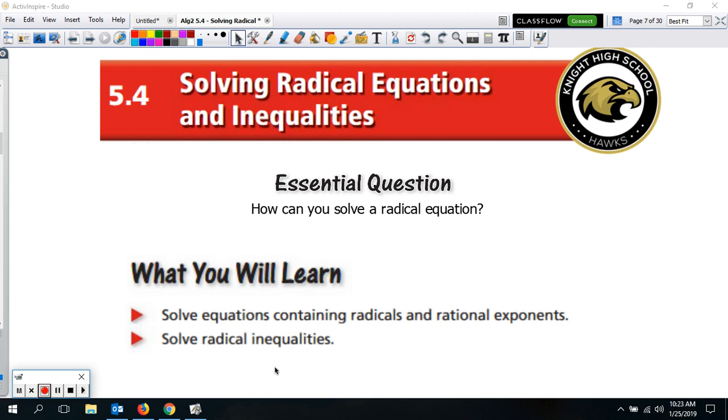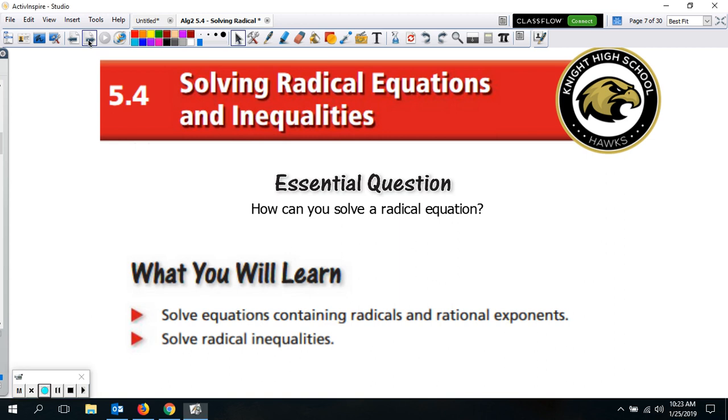Hey guys, so here we are with 5.4. We're going to be solving radical equations and inequalities in this lesson. So that's the main thing to do, just those two things. Mainly we're going to be focusing on the equations, and then there'll be a few inequalities here at the end.